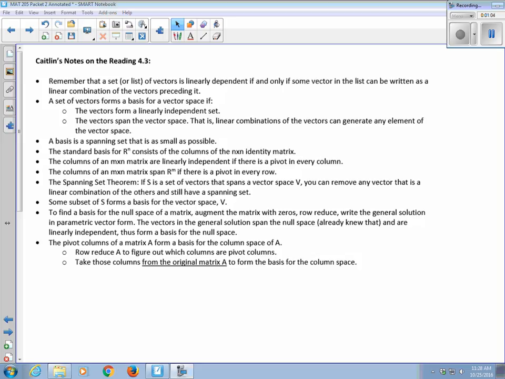The standard basis for Rn is the columns of the n by n identity matrix. And then here, the rules for determining whether something's linearly independent and spanning: pivot in every column for linear independence and pivot in every row for spanning. So basically, almost all the questions are going to come down to row reducing, looking at the pivots, and deciding if you have a basis or not. Does it have a pivot in every column? Does it have a pivot in every row?